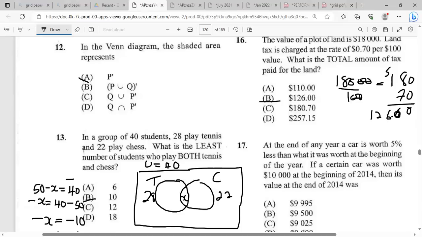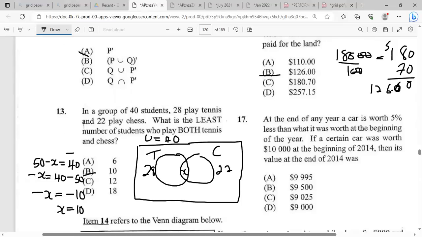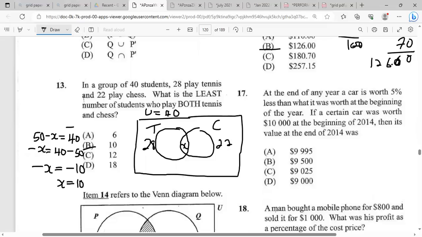At the end of a year, a car is worth 5% less than it was worth in the beginning. All right. If a certain car was worth 10,000 at the beginning of 2014, then its value at the end of 2014 was, so it'll go 5% less, right? So let's work on it. We could use 95%, but guess what? We could do the 5% because at this stage, I just want everybody to see it and just know. So yeah.